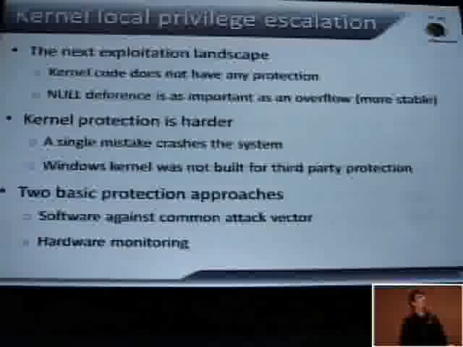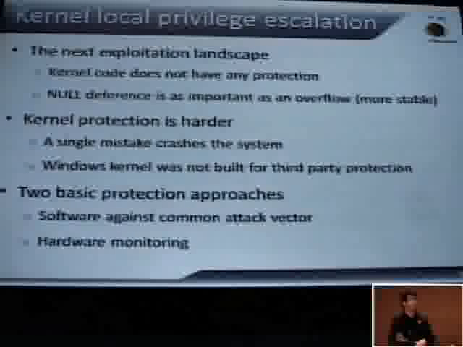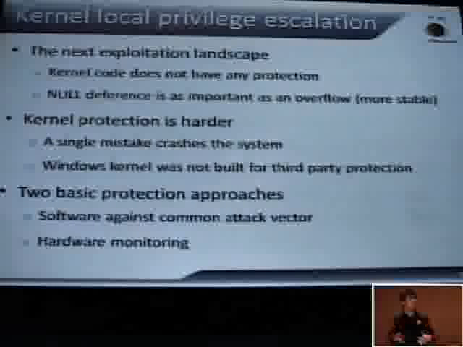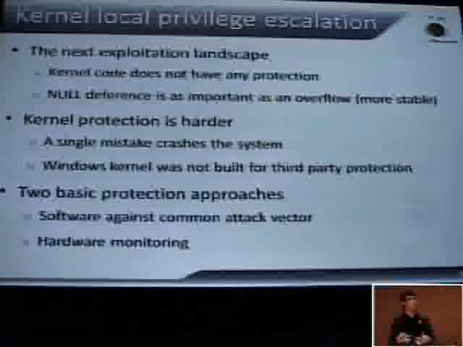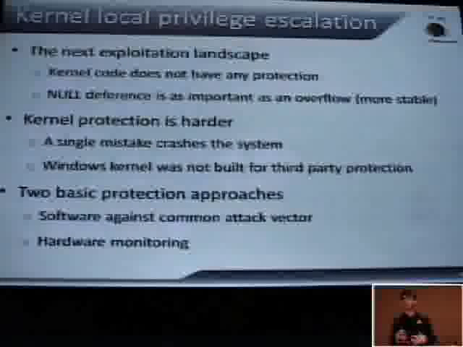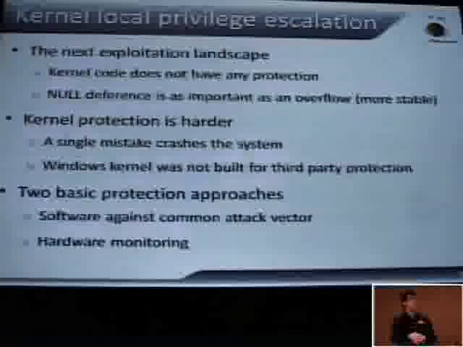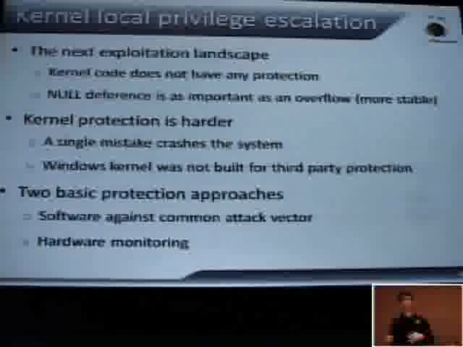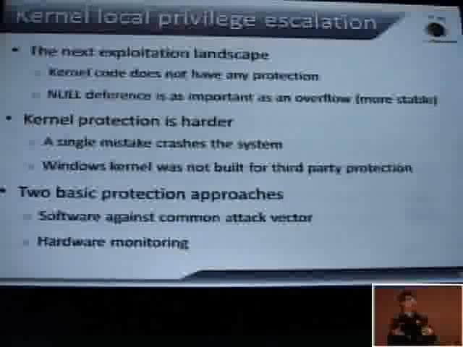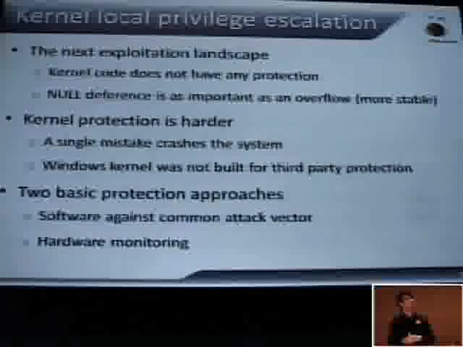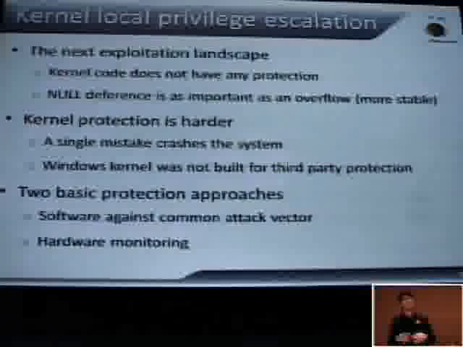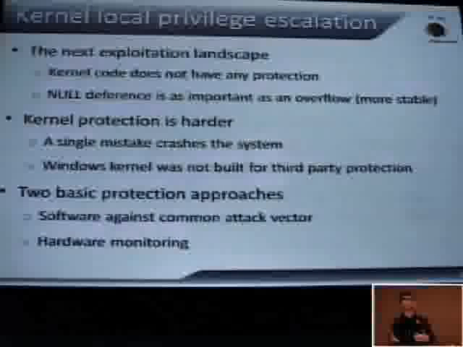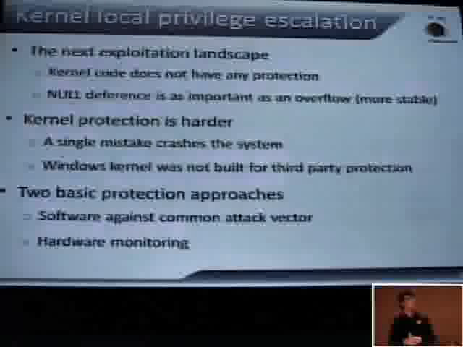Okay, so basically the kernel is now the next exploitation landscape, because exploiting the kernel is a lot easier than exploiting userland, especially on Windows Vista, where every system component code base has been drastically improved. The previous vulnerability was not exploitable in Windows Vista, not only because the ASLR changed, but also because they changed the LSASS system. They improved the code base. In kernel exploitation, a null dereference is as important and even more stable than a simple overflow in the heap or things like that.